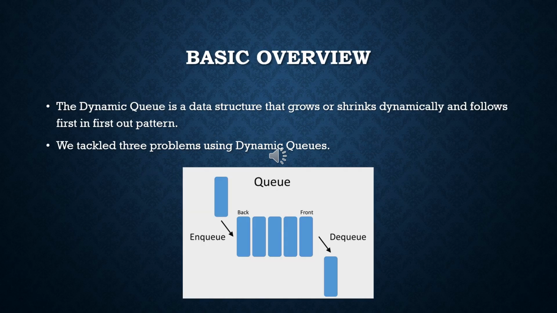Basic overview. A dynamic queue is a data structure that can grow or shrink dynamically. What this means is that as more elements are added to the queue or taken away, it can grow or shrink in size with no limitations on the size.